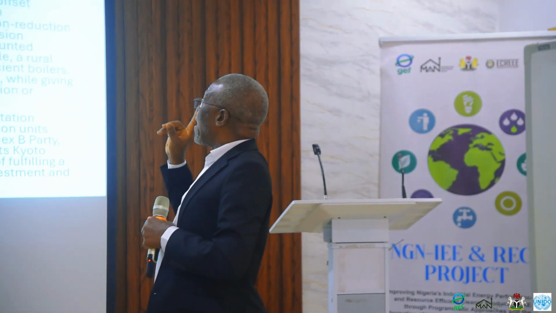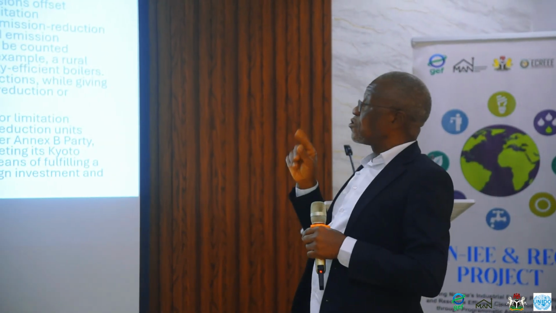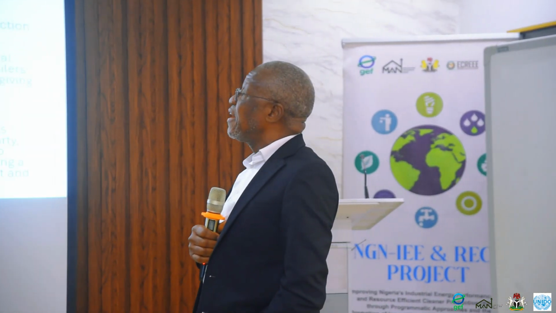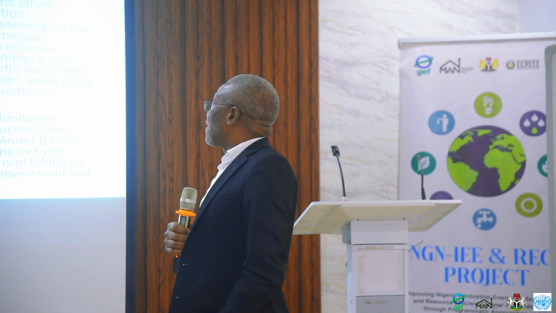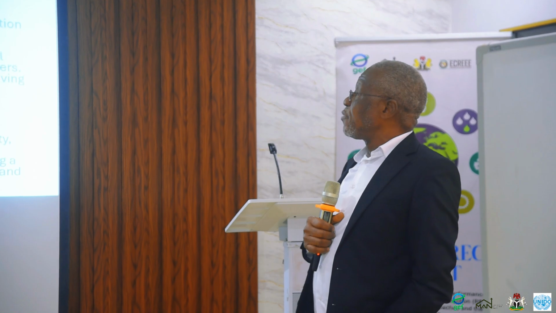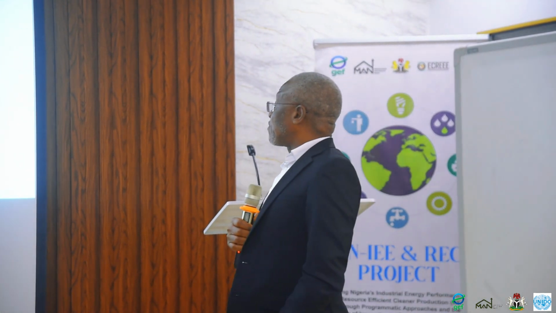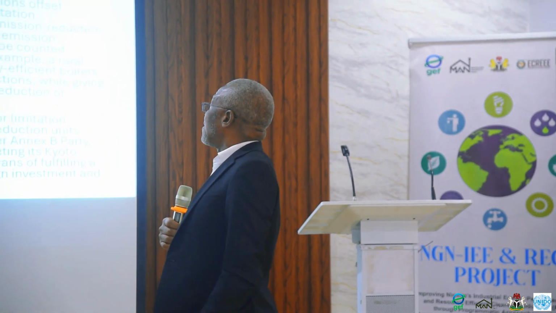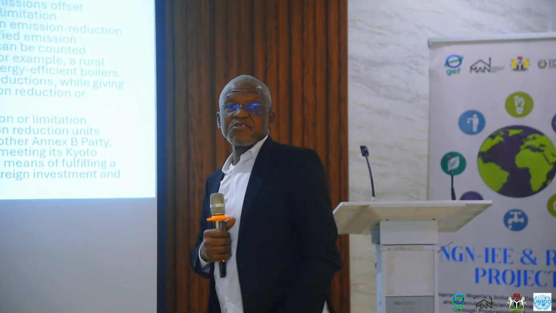Such projects can earn sellable certified emission reduction certificates, or credits, each equivalent to 1 ton of carbon dioxide, which can be counted towards meeting Kyoto targets. A CDM project activity might involve, for example, a rural electrification project using solar panels or the installation of more energy efficient boilers. The mechanism stimulates sustainable development and emissions reductions while giving industrialized countries some flexibility in how they meet their emission reduction or limitation targets.